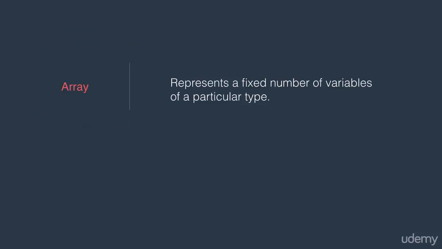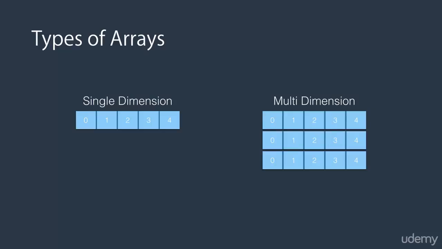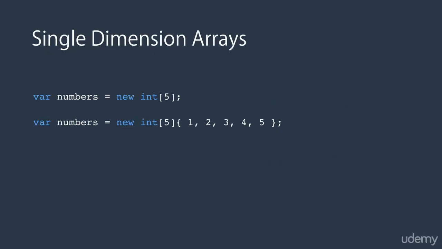So just to refresh your mind, an array represents a fixed number of variables of a particular type. In C# we have two types of arrays, single-dimension arrays and multi-dimension arrays, like a matrix. So single-dimension arrays is what you have seen before. In this example, we have an array of integers called numbers, and the length of this array is 5. If we know ahead of time the values we would like to store in an array, we can use the object initialization syntax to initialize that array upon declaration. So nothing new so far.